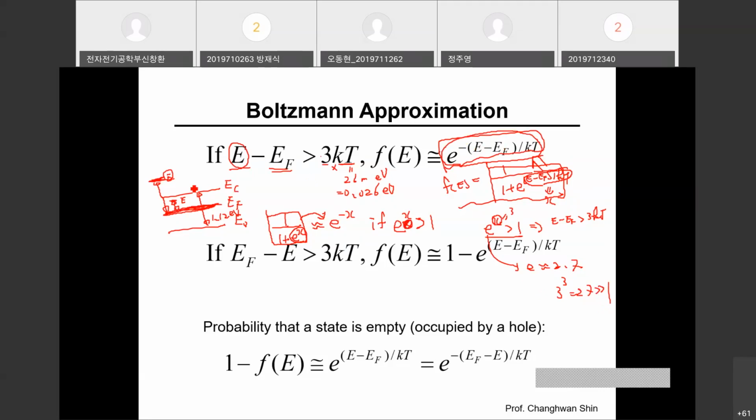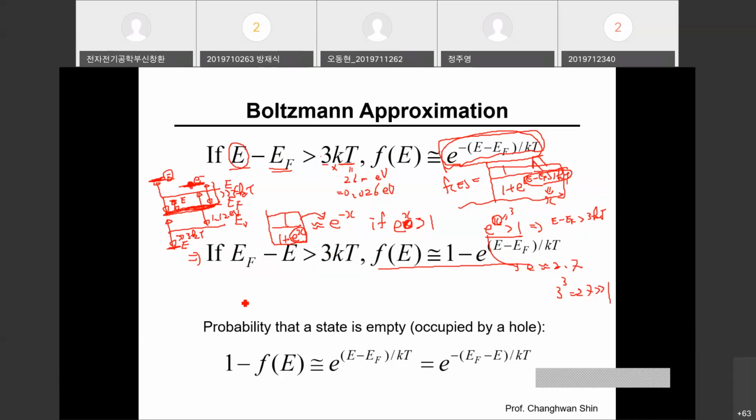So whenever you are estimating the probability of finding an electron at a certain energy level, which is far away from the Fermi energy level, and this energy difference is higher than 3 times kT, then you can enjoy this Boltzmann approximation. Okay. On the second line, similarly, if the energy level that you are interested in is away from the Fermi energy level by more than 3 times kT, then another form of the Boltzmann approximation can be used.